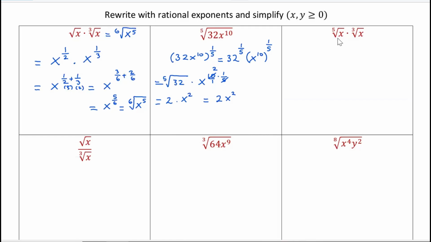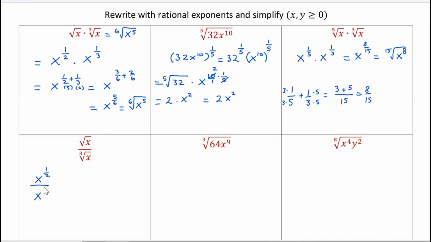Next example, we have two radicals with different indices. So the first one we can rewrite as x to the 1/5. The second one, x to the power 1/3. To multiply them, we will add the exponents. The least common denominator will be 15. So we will find 3/15 plus 5/15, which will add up to 8/15. So the answer will be x to the power 8/15, which can be written as the 15th root of x to the 8th.